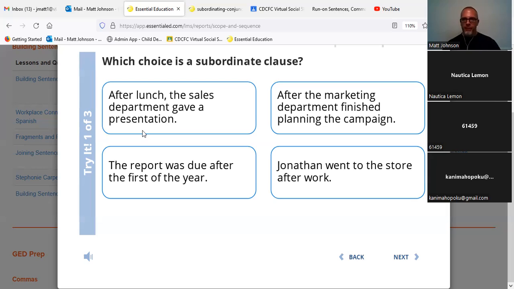What is a subordinate clause again? I was paying attention, but it went past a little bit. I'm sorry, like what the subordinate clause is? Yeah, a subordinate clause means that it is not a complete sentence. It requires an independent clause to make it a complete sentence. Okay.